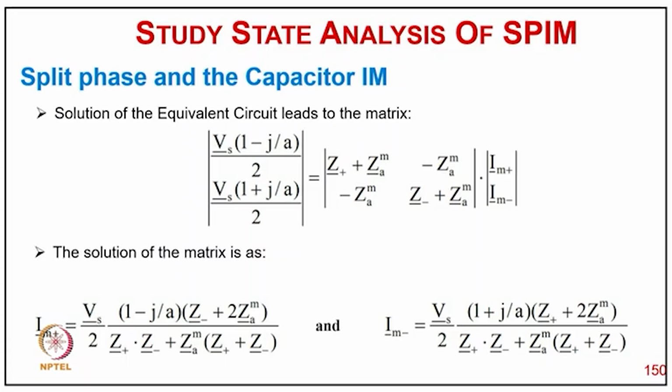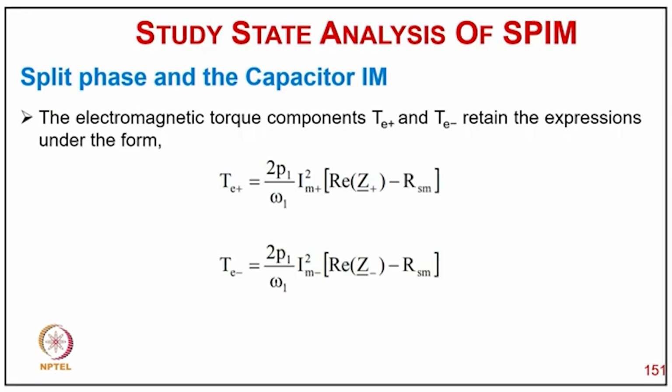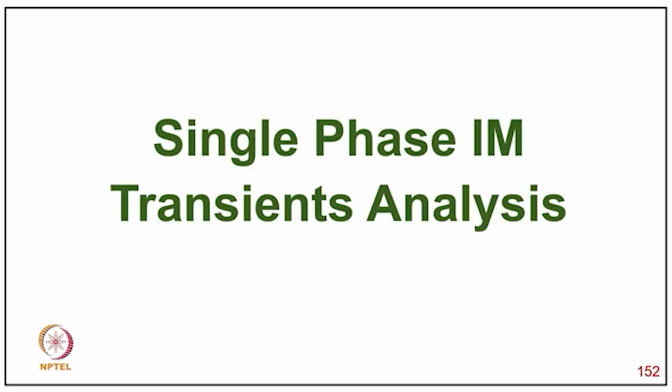You can call it a matrix containing Im plus and Im minus. So from this matrix you can find the solution for Im plus and Im minus from these expressions, and then you can find the developed torques T plus and T minus from these equations, and you can find the net torque.